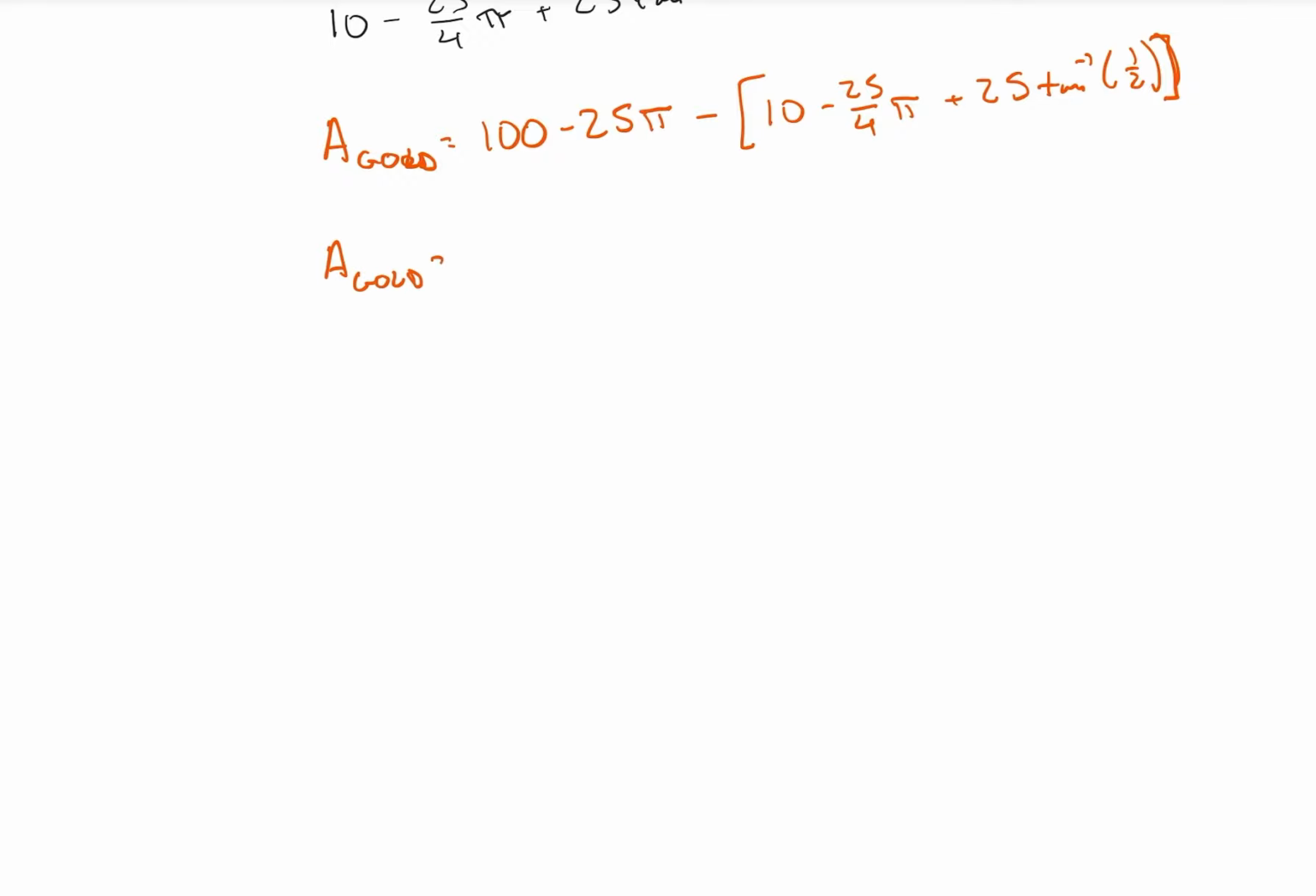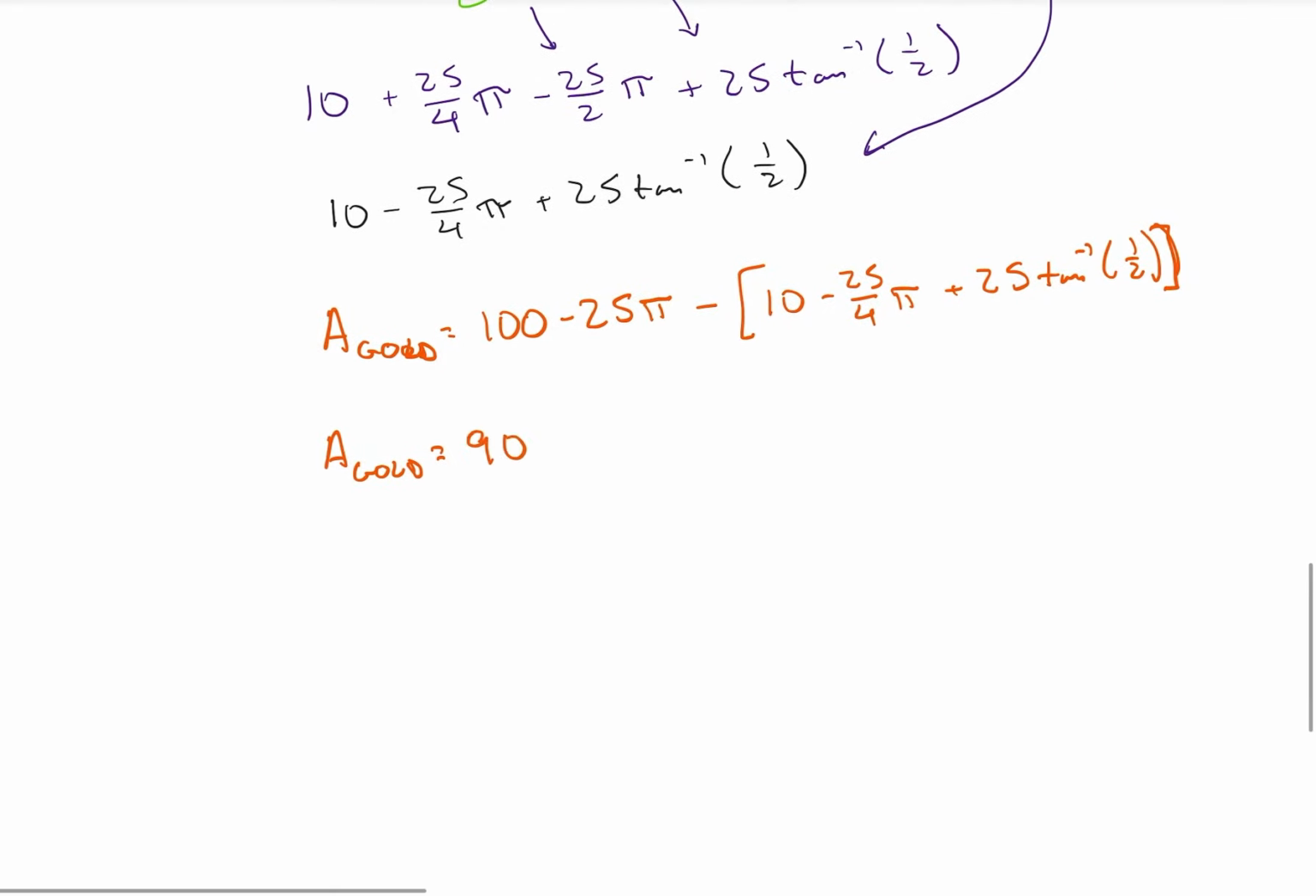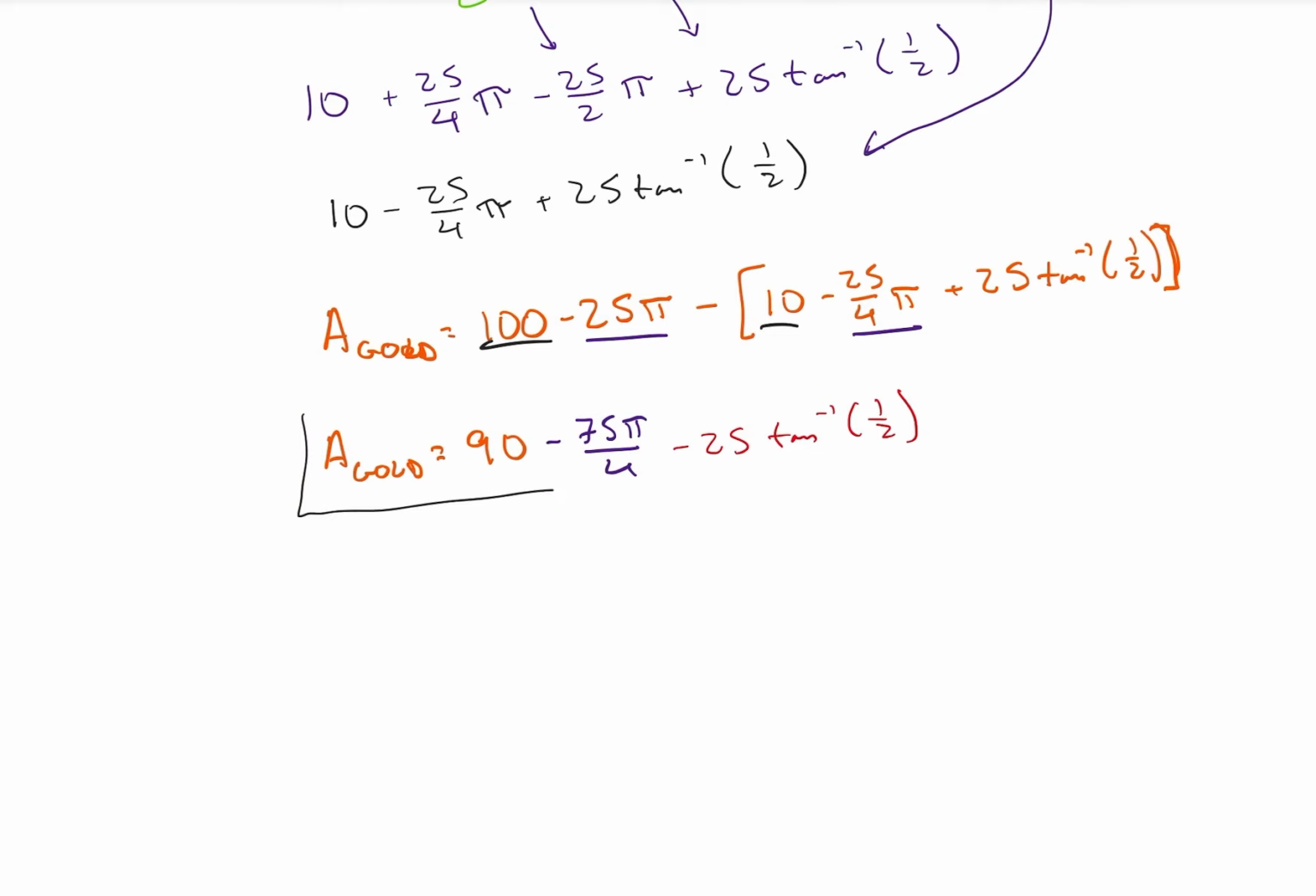So this gold region is now going to be 90 by taking this guy minus this guy. Then I have minus 25 pi plus 25 over 4 pi. So I'm going to get minus 75 pi over 4. That's from this guy and this guy. And then I'm going to get minus 25 arctan of 1/2. And that is actually going to be my final answer.